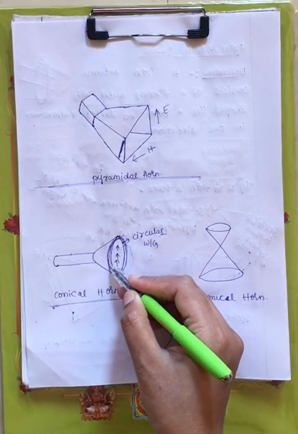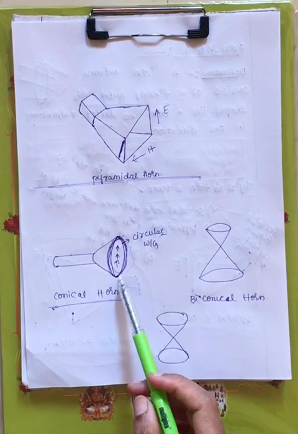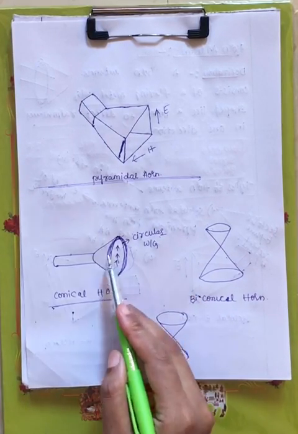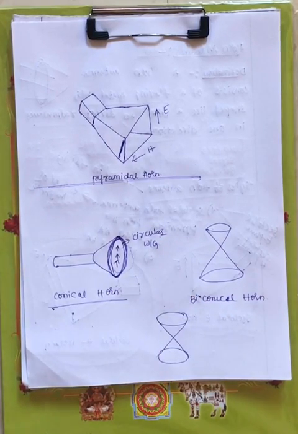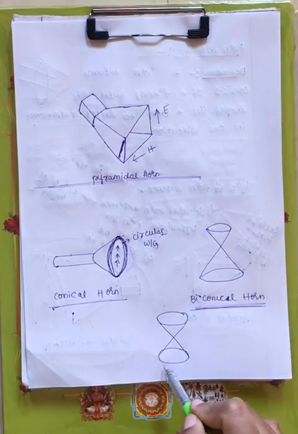If the flaring is done for the walls of the circular waveguide, we call it a conical horn. Only the flaring is different. Here the flaring is done with the walls of the circular waveguide, and this can radiate radio waves in one particular direction. Now coming to the fourth antenna, that is the biconical horn antenna.